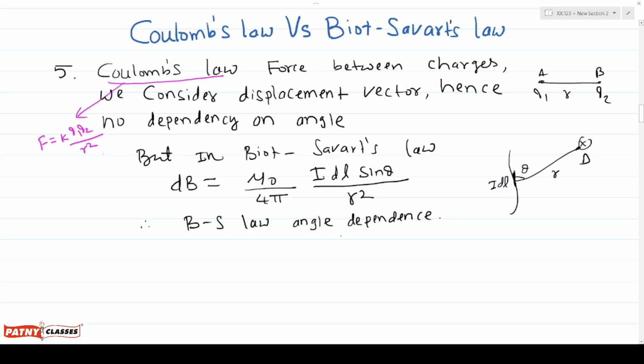So Biot-Savart's law is angle dependent. It depends upon the value of theta. Therefore, Biot-Savart's law is angle dependent, whereas Coulomb's law is independent of angle. It just depends upon the displacement vector joining the two charges.